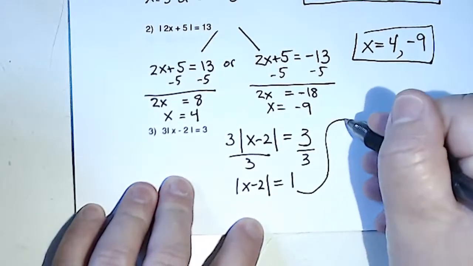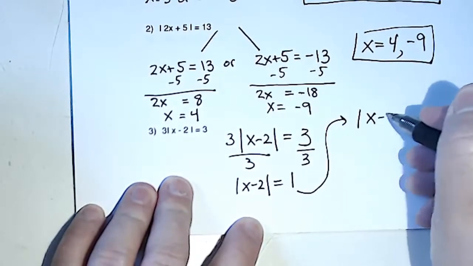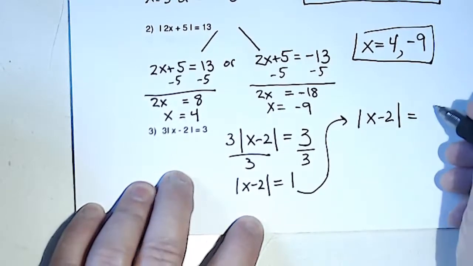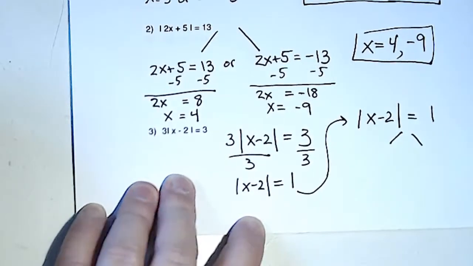Now, once I've got this, the absolute value of x minus 2 equals 1. Now I do the this or that.